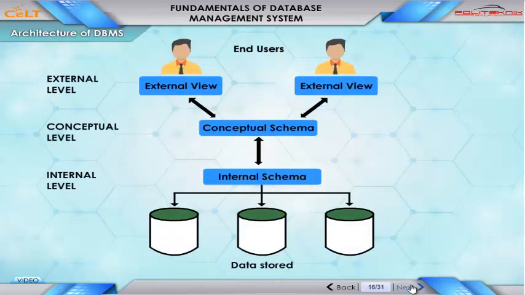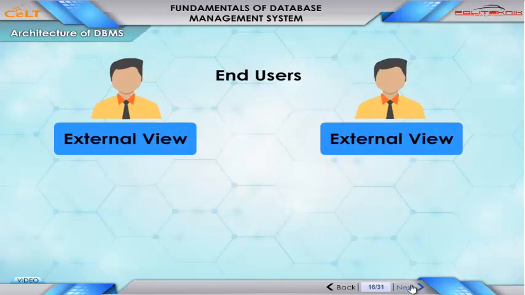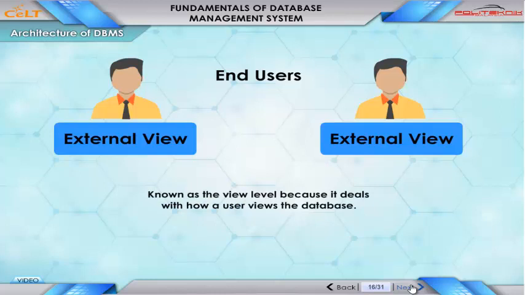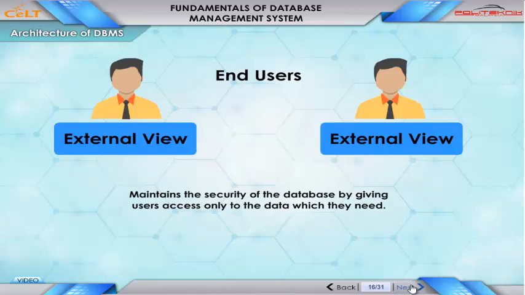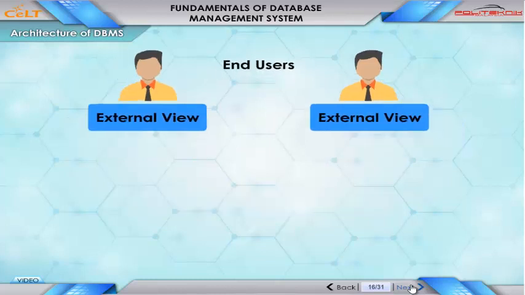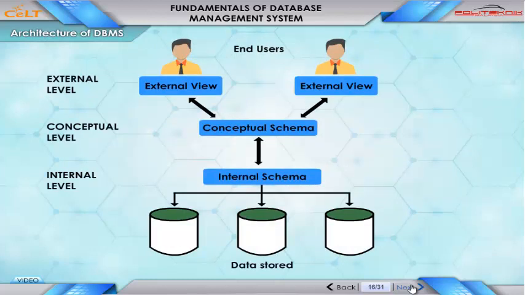External level. This is the uppermost level in the database. This level is also known as a view level because it deals with how a user views the database. The external level allows a user to access a customized version of the data in the database. Multiple users can work on a database at the same time because of it. It maintains the security of the database by giving users access only to the data which they need at a particular time. Any data that is not needed will not be displayed.